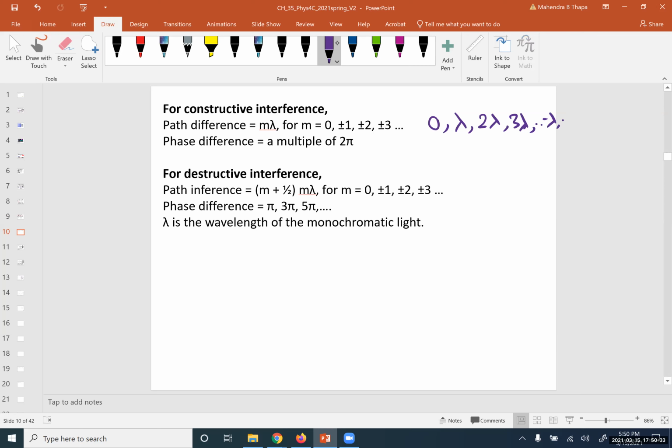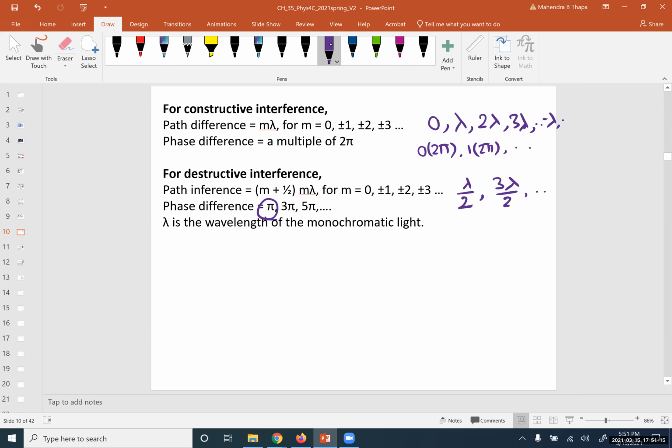In terms of angle, this is the multiple of 2 pi. So this means it could be 0 times 2 pi, or it could be 1 times 2 pi. It keeps going like this. For the case of destructive interference, path difference could be like lambda over 2. If I put 1, it will be 3 lambda over 2.